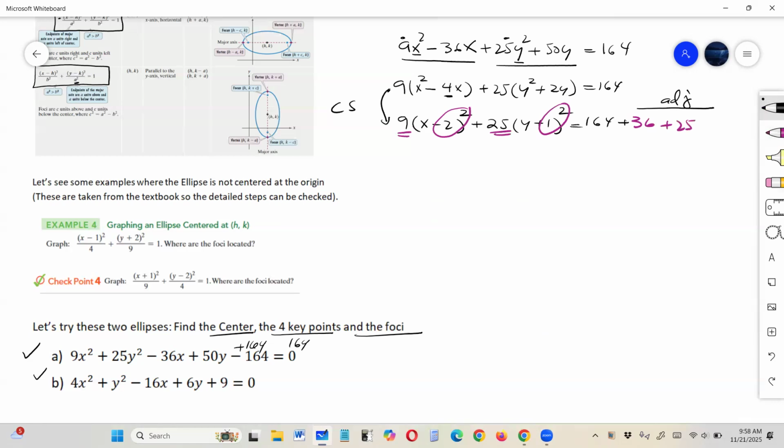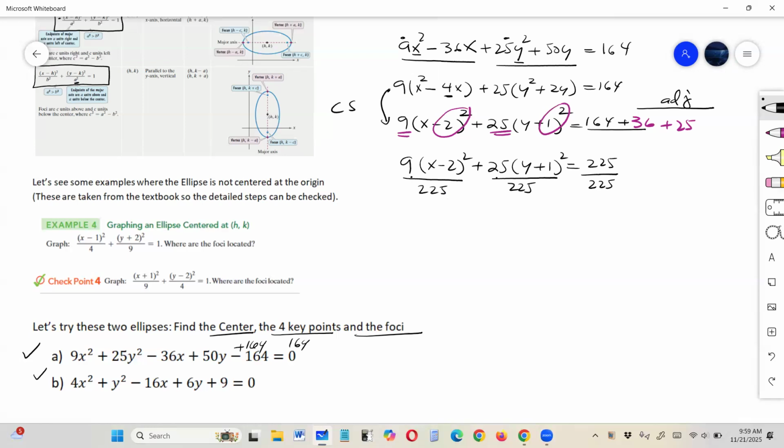All right, so now let's see what we have. 9 times x minus 2 squared, plus 25 times y plus 1 squared equals 225, right? Okay, I know this is not a circle because these two numbers are different. So I have an ellipse, which means I have to have 1 on the right. So I have to divide everything by 225.